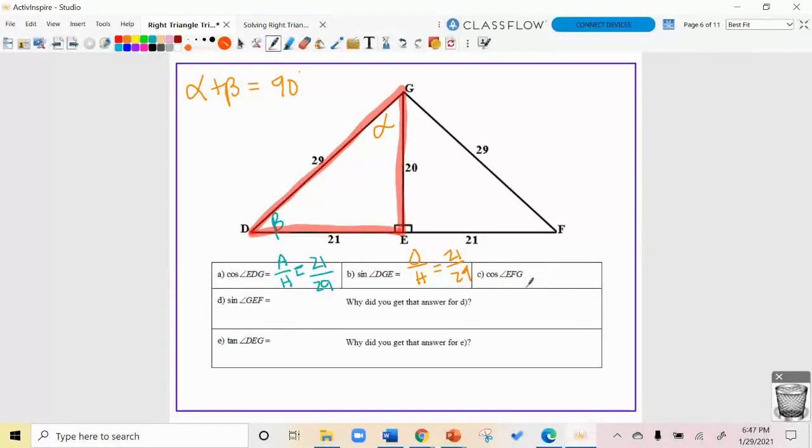What about this next one? The cosine of EFG. EFG, I'll call this theta. Cosine. So now I'm going to be focusing in on a different triangle here, right? Here's the right triangle that I'm looking at. Cosine is adjacent over hypotenuse. 21 over 29. So let's see. The cosine of these two angles, I got the same results. That must mean that these two angles are the same. Oh, theta must equal beta.